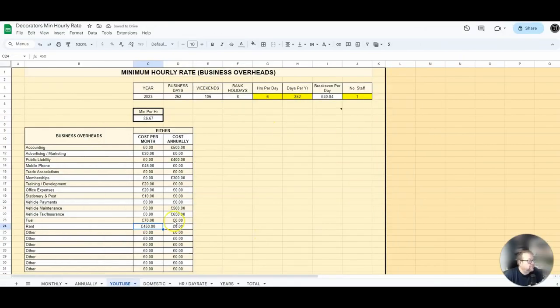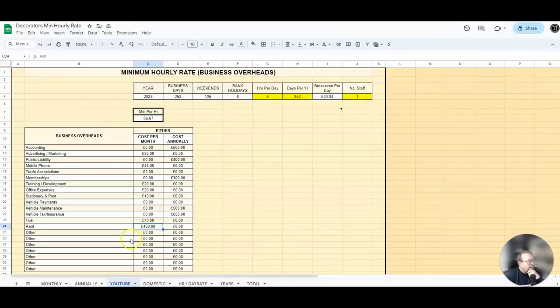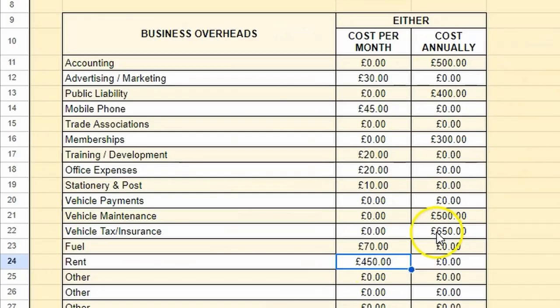Now, I've taken the time to fill this out, and to cover my overheads each day, you've got to either add it onto your day rate or take it off your day rate. £6.67 an hour, which is about £40 a day that it costs me to run my business, means then I'll have enough money to cover these costs here. So you have enough money for your accountant, some marketing money, you have your public liability covered.